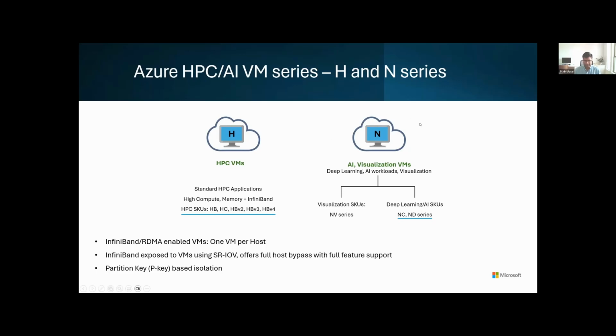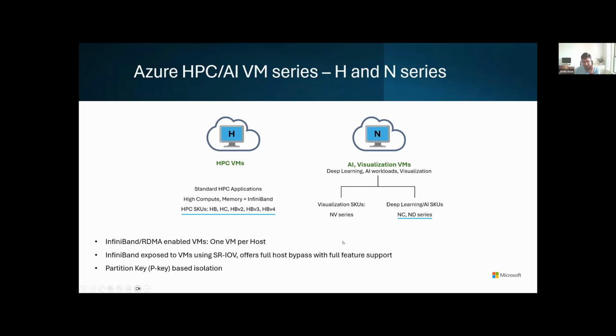Similarly on the N series, these are mainly the SKUs with GPUs, mainly targeted at deep learning or visualization, training and inference workloads. They can be classified into NV and NC/ND. And the ND, that's the one we are going to focus on in this talk. Mainly, I would like to target the SKUs which are IB enabled, which is the N series and the ND.